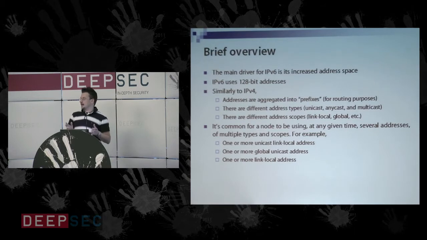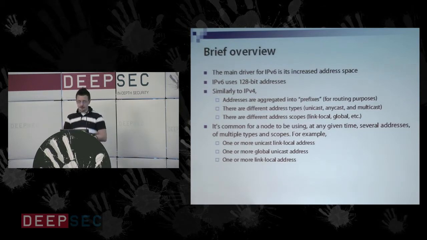But aside from the address size, IPv6 addressing is very similar to IPv4 addressing. You have the addresses aggregated for the purpose of routing. Of course you will have longer prefixes, but it's essentially the same. You have different types of addresses, for example unicast, anycast, and multicast. Unicast means a single address that identifies a single system, whereas multicast is a single address that identifies multiple systems.